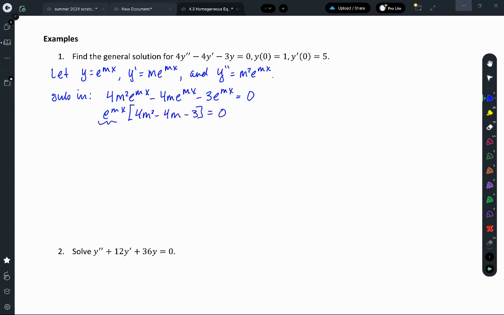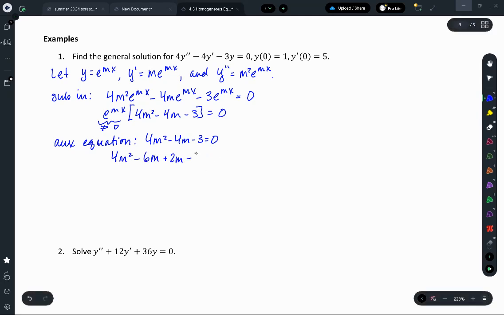E to the mx is never equal to 0. So now we have our auxiliary equation. It's 4m squared minus 4m minus 3 is 0. And I'm going to factor this using grouping. If I take the a times c, 4 times negative 3 is negative 12. Factors of negative 12 that add up to negative 4 would be negative 6 and positive 2. So that means I'll rewrite this as 4m squared minus 6m plus 2m minus 3 is equal to 0.